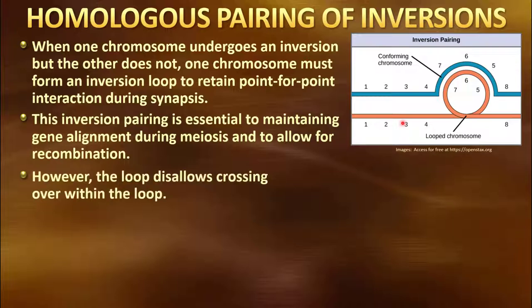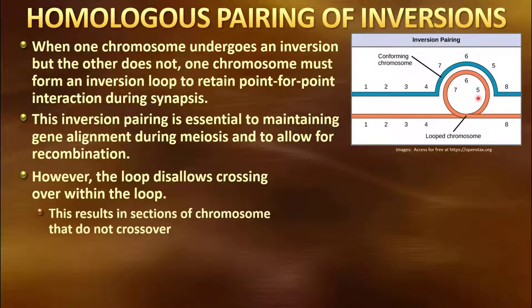However, one of the problems that occurs is that when you get this inversion loop, you don't get a crossover there. So physically, this loop is preventing us from getting a crossover. Whereas normally we would imagine being able to get a crossover almost anywhere along the length of that chromosome. Now we can't get a crossover there. What does that mean? It means then that we can't recombine those genes the way that we would have if there wasn't an inversion loop there.